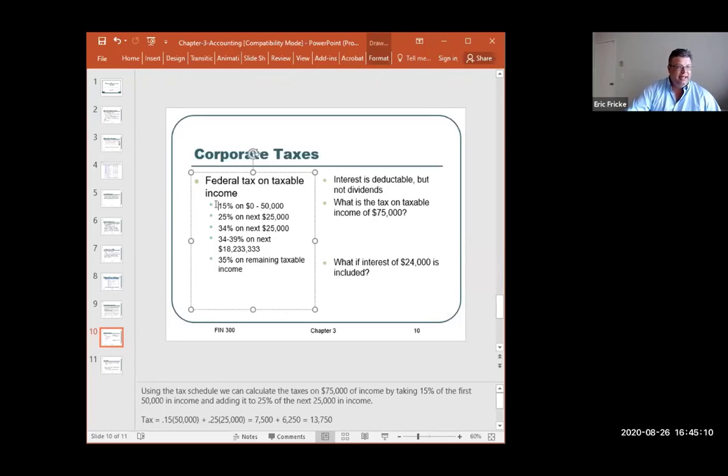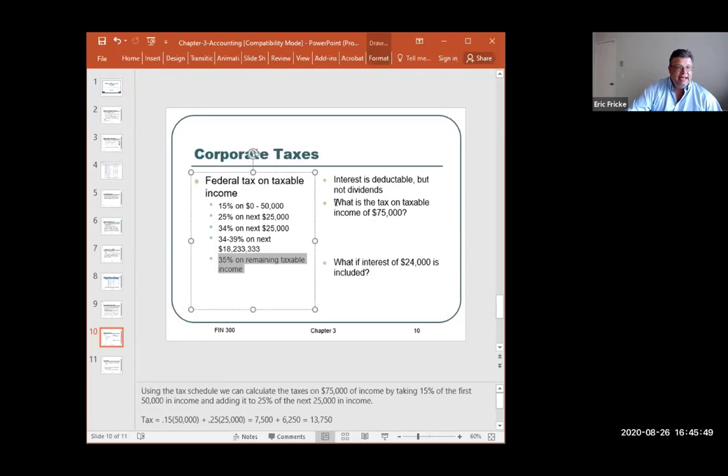The way this one's set up, for the first $50,000 of income, you pay a 15% tax rate. Then for the next $25,000 above that, you pay 25%. And then it goes on up until at the top tax bracket, anything over about $18.2 million, you pay a 35% tax rate. So this is similar to your personal income taxes. They're calculated in the same way in terms of having tax brackets. And here's an example of how it would work.